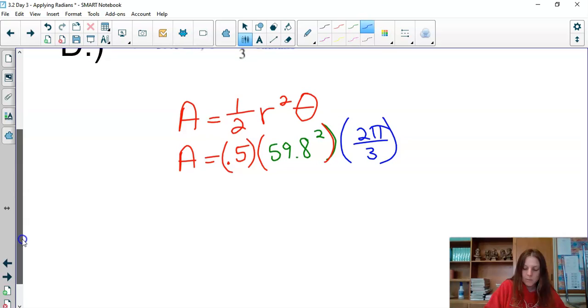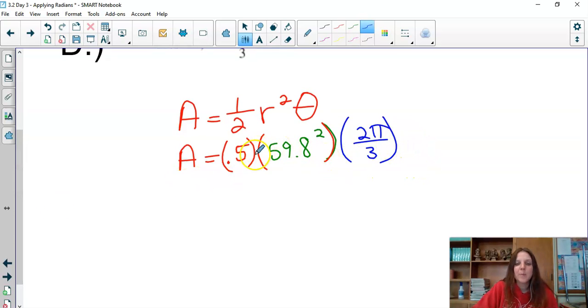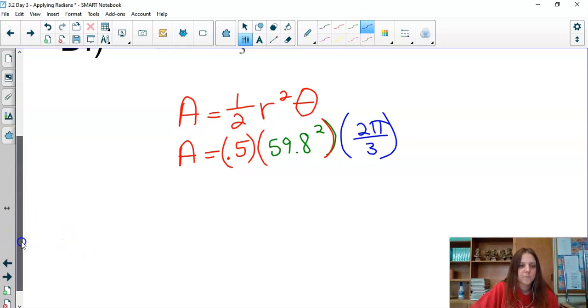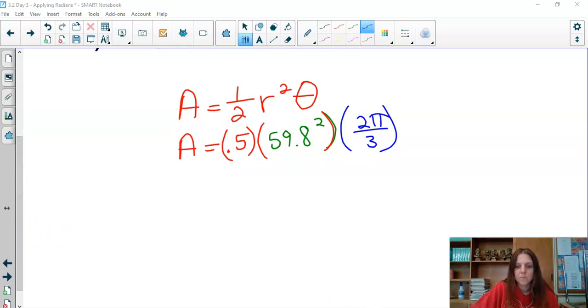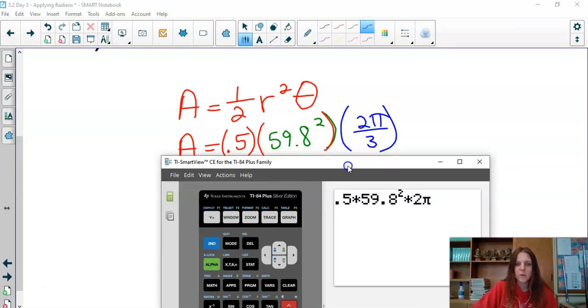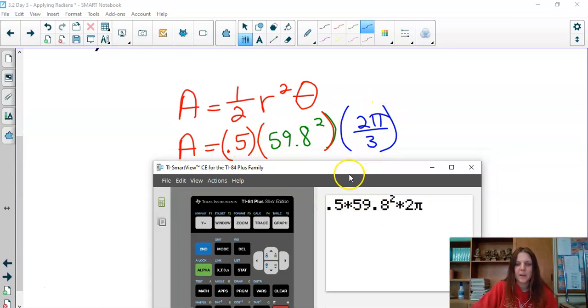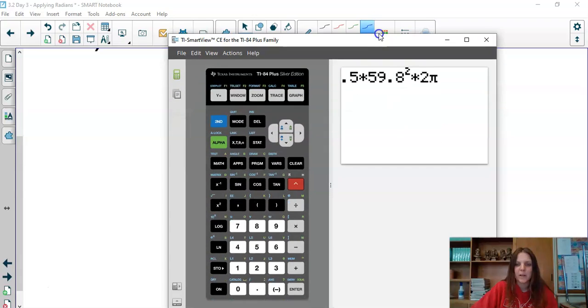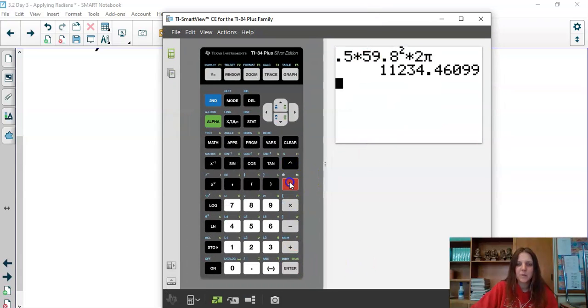Okay, so let's go ahead and multiply. When I multiply this out, I'm going to multiply everything that would be considered a numerator. So that's going to be 0.5 times 59.8 squared times 2 pi, and I'm going to hit enter in my calculator. Okay, you can see that I typed everything that would be considered numerator. I'm going to hit enter, and then I'm going to divide by 3.